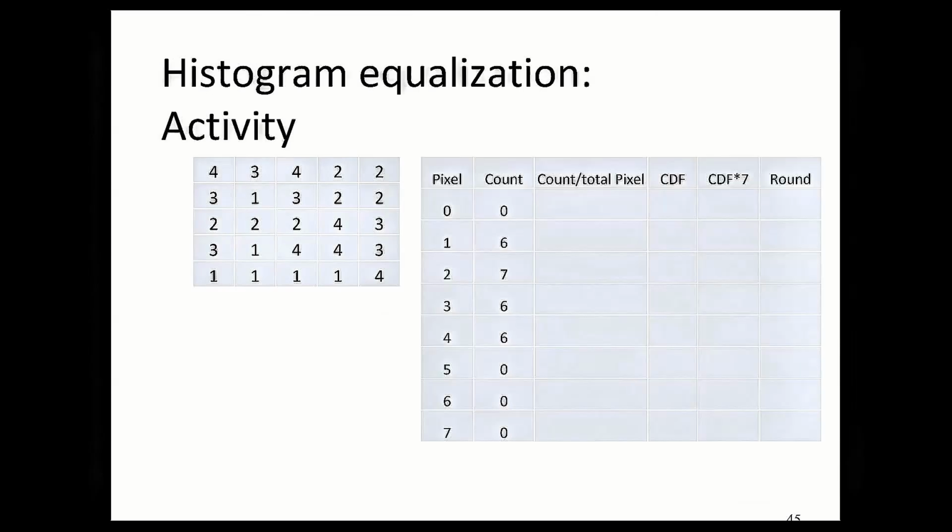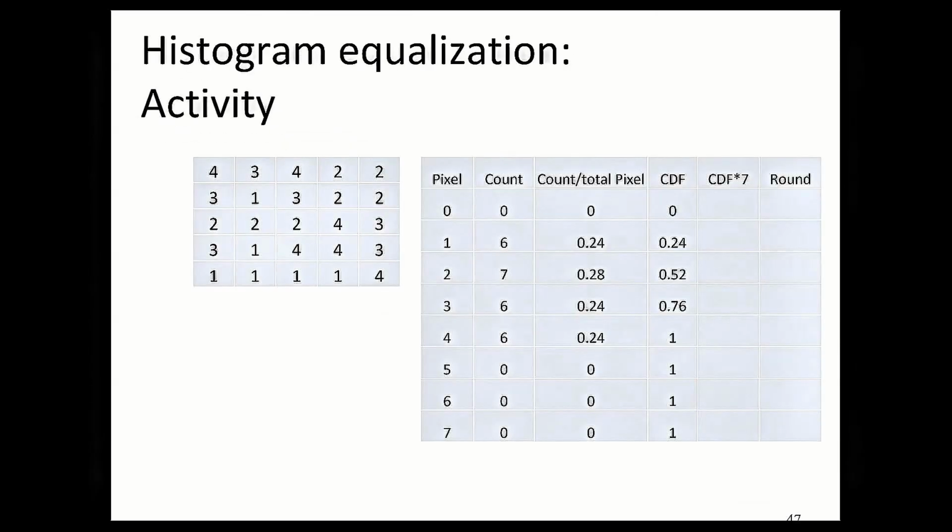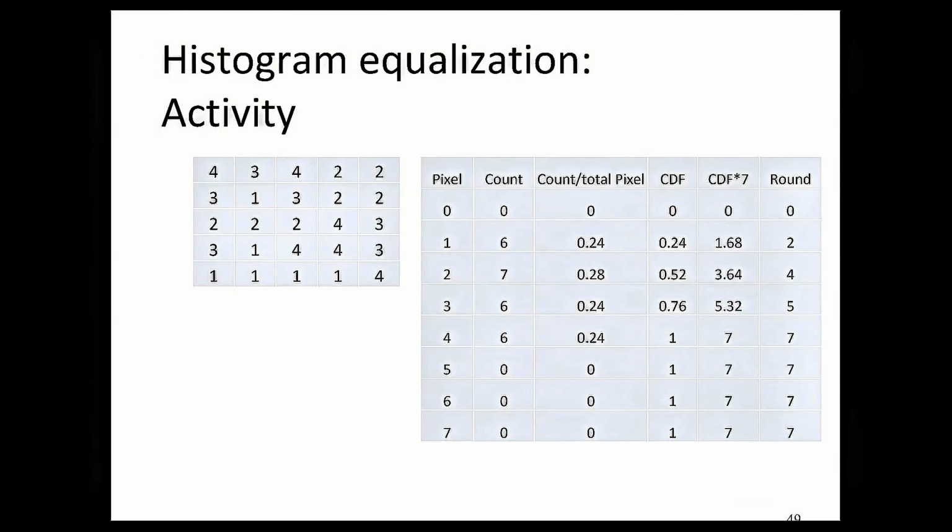Okay, this is again an example. You can try it. It's very nicely written, so I think you can follow this. You have the pixel number of counts. This is the probability, count divided by total pixels. This is the CDF, and then CDF multiplied by the maximum, which is 7, and then rounding off will give you this. So let's say you want to do an example. I think you can follow this first step.